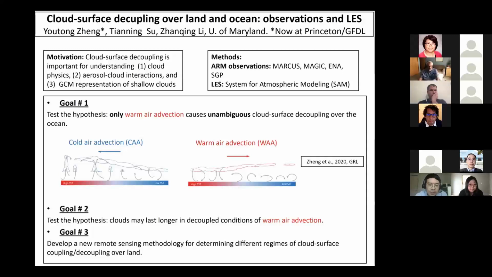And the third goal here is to develop a new remote sensing technology of classifying the different regimes of cloud-surface decoupling over the land. And next slide, please.